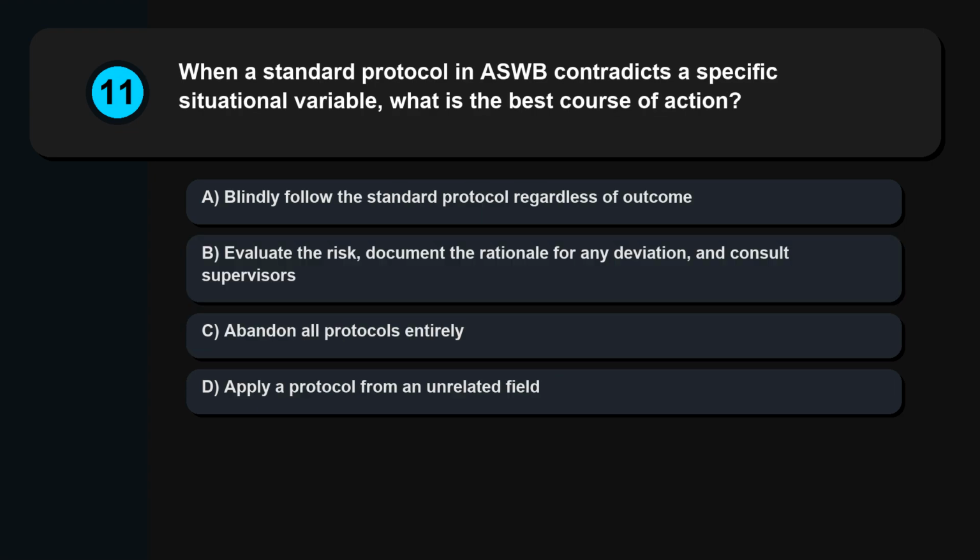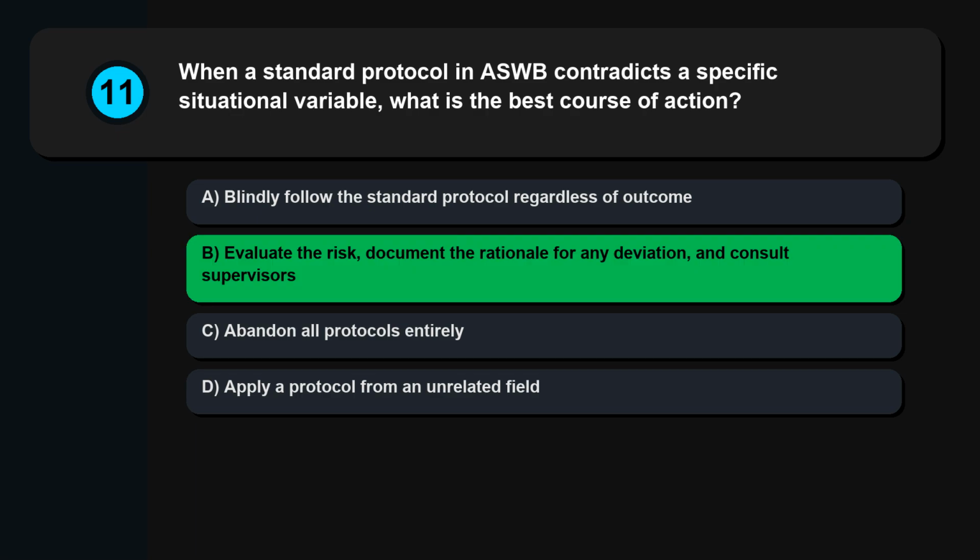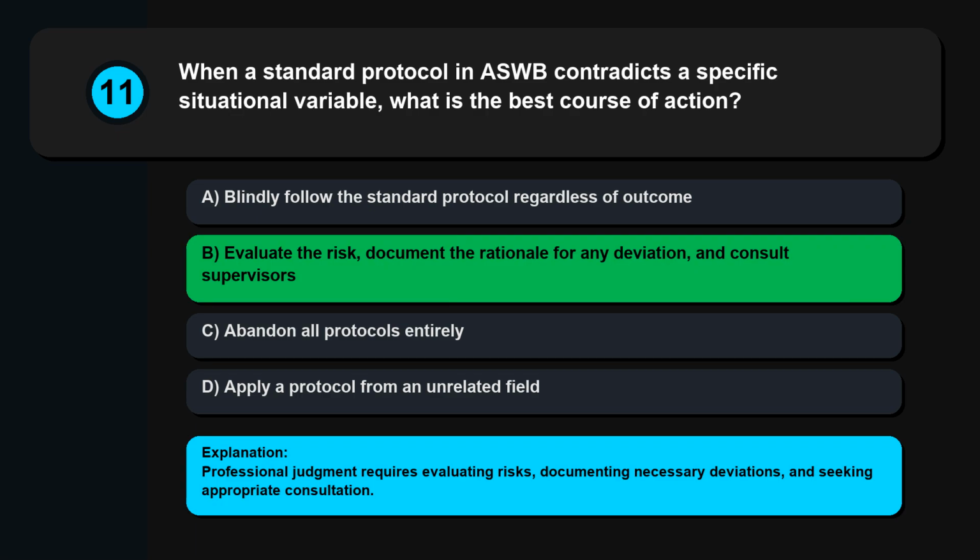Question 11. When a standard protocol in ASWB contradicts a specific situational variable, what is the best course of action? Blindly follow the standard protocol regardless of outcome, evaluate the risk, document the rationale for any deviation, and consult supervisors. Abandon all protocols entirely. Apply a protocol from an unrelated field. Professional judgment requires evaluating risks, documenting necessary deviations, and seeking appropriate consultation.